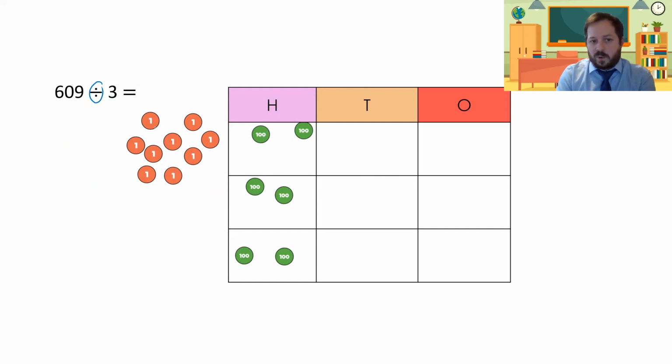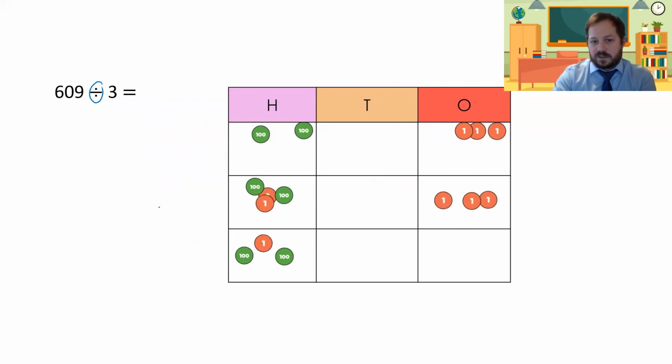Then we've got 9 ones. Here they are, 9 ones. 9 divided by 3 is 3. So we can put 3 counters into each of our sections like that. And then we've made our 3 groups: 1, 2, 3. And all we're doing is just counting what's in one of our groups.